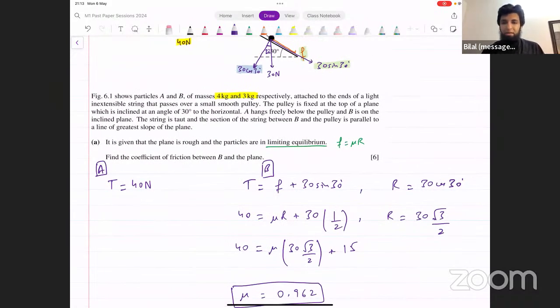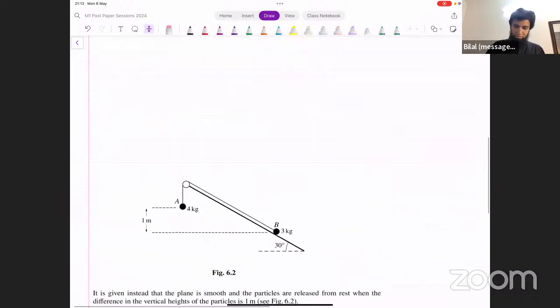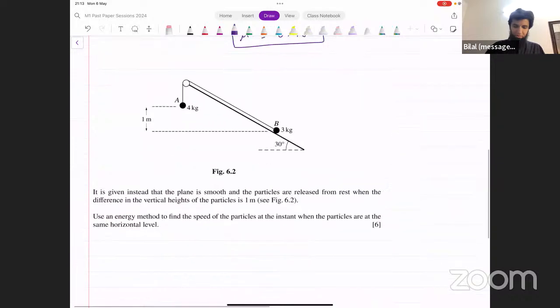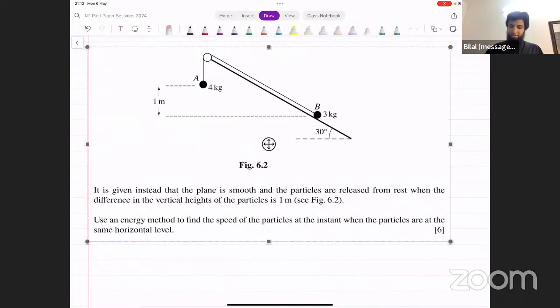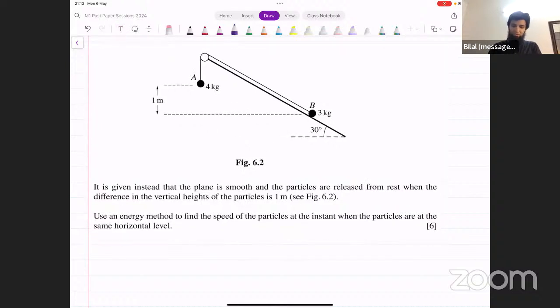Now let's look at the second one. Okay, what about the second part now? It says it's given instead that the plane is smooth and the particles are released from rest. Instead means whatever we did in the first part is no longer relevant. In the first part, the plane was rough. Now it's smooth, so there's no friction acting anymore.